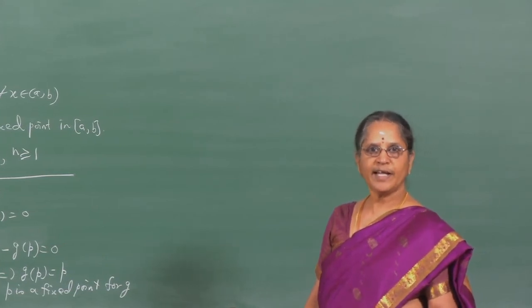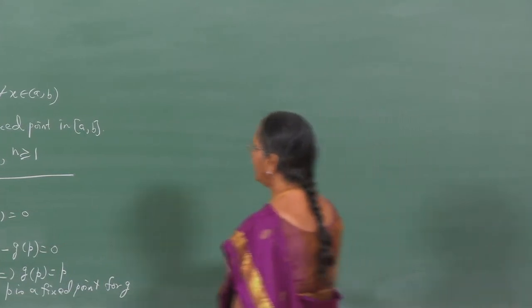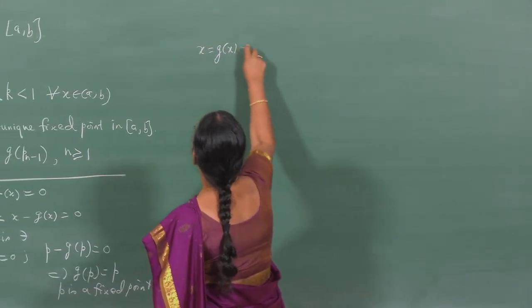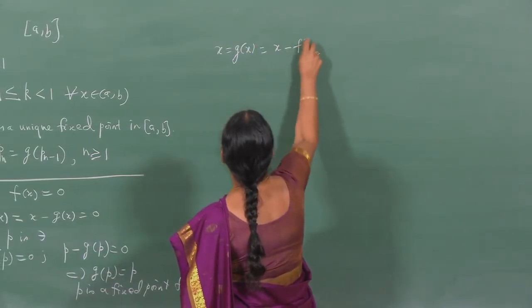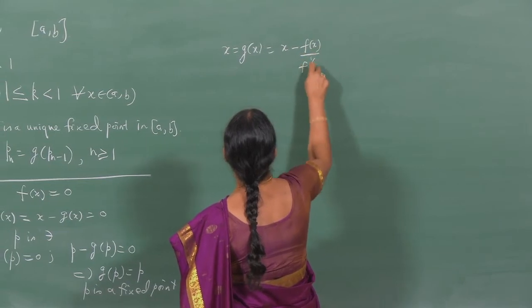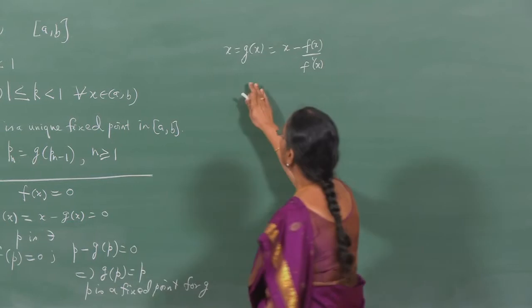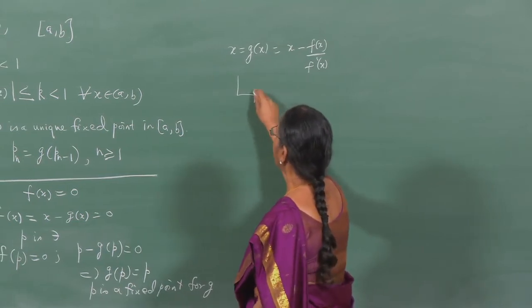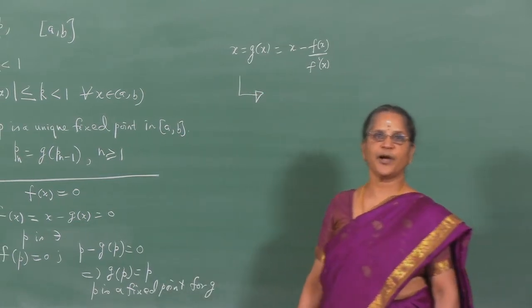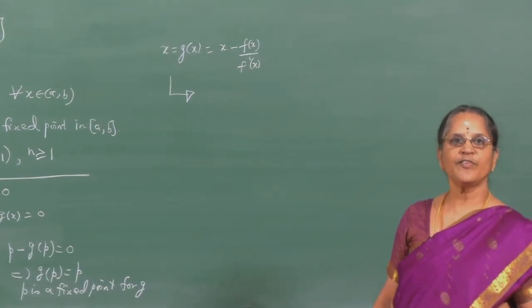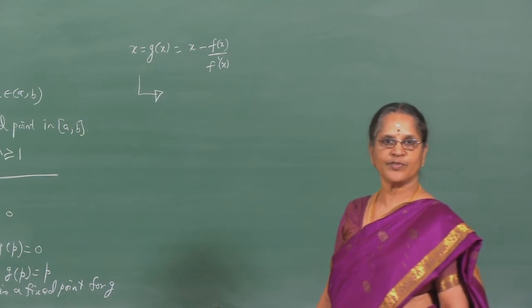And we also made a remark that if we take our g of x to be in the form x minus f of x divided by f dash of x, then this form will converge rapidly to a unique fixed point for the function g, and therefore rapidly to a 0 of the equation f of x is equal to 0.